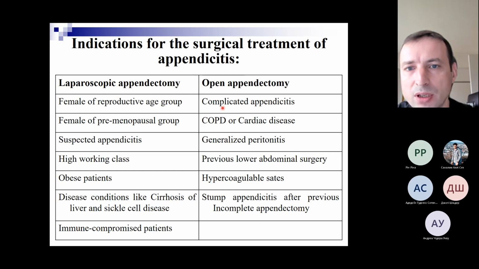Open appendectomy is indicated in complicated appendicitis, if cardiac disease is present, generalized peritonitis, previous low abdominal surgery, hypercoagulable states, and stump appendicitis after previous incomplete appendectomy.